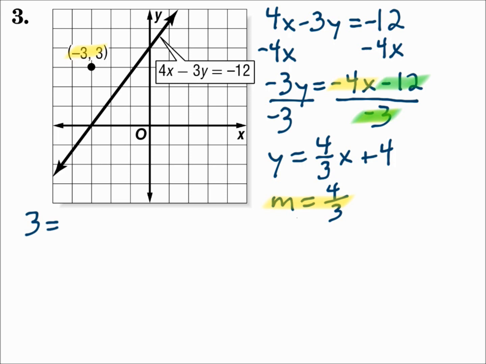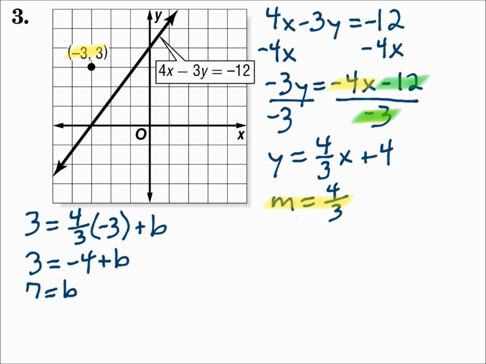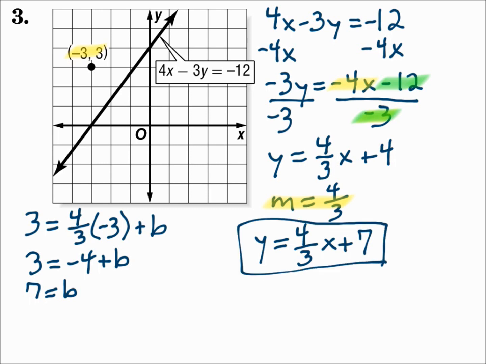Y is 3, m is 4/3, x is negative 3, plus b. That's y equals mx plus b. Solve for b. 4/3 times negative 3 is negative 4. Add 4 to each side, and b is 7. So y equals 4/3 x plus 7. Find the slope first. Use the slope and the point they give you to find b, and then substitute into the final answer. If you don't have slope-intercept form for the line they give you, solve for y to get slope-intercept form.